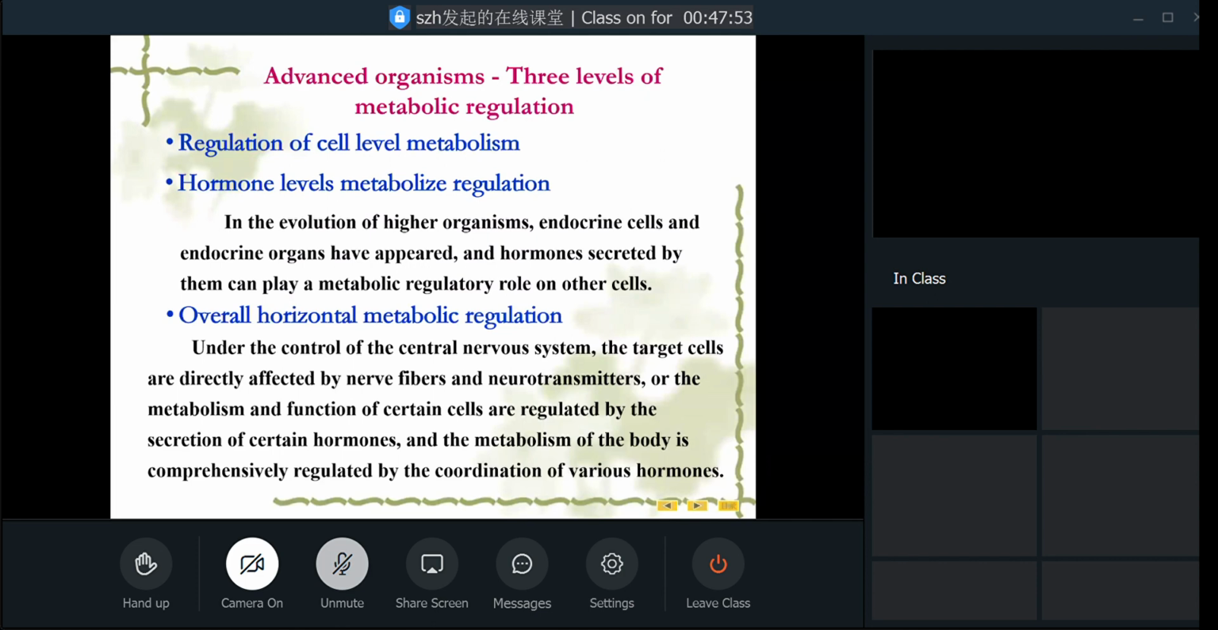For example, insulin secreted into the blood can regulate the glucose level. At that time, why are the hormones secreted? At that time, the nerve fibers and neurotransmitters regulate the pancreatic cells to secrete insulin. So at that time it forms the overall horizontal metabolic regulation.